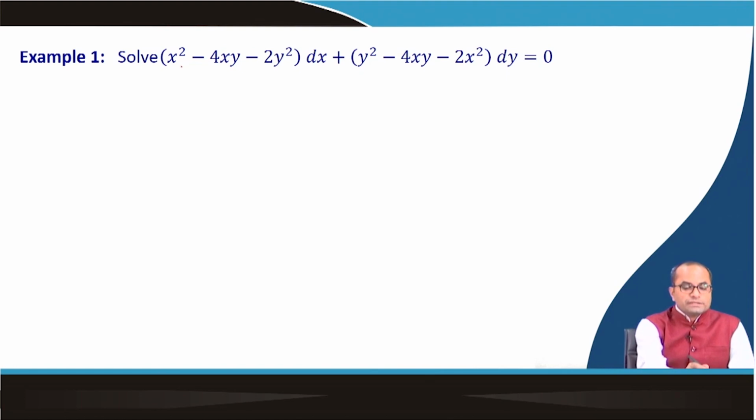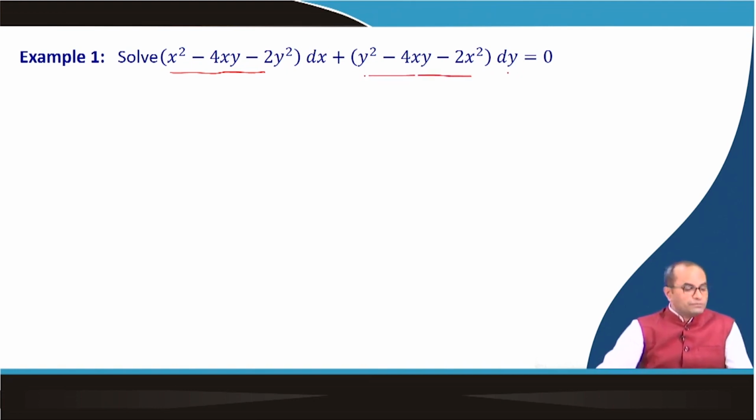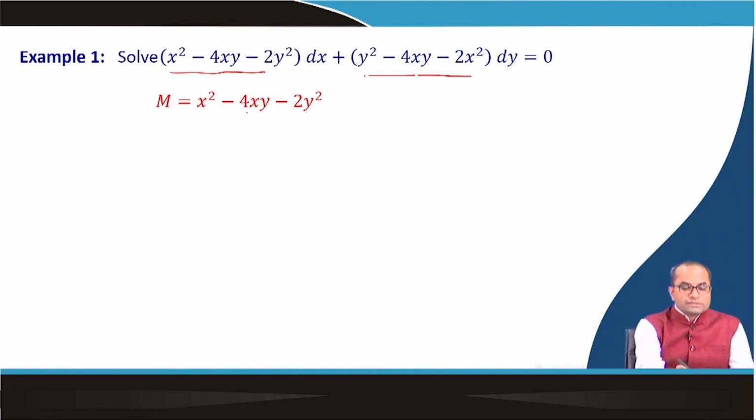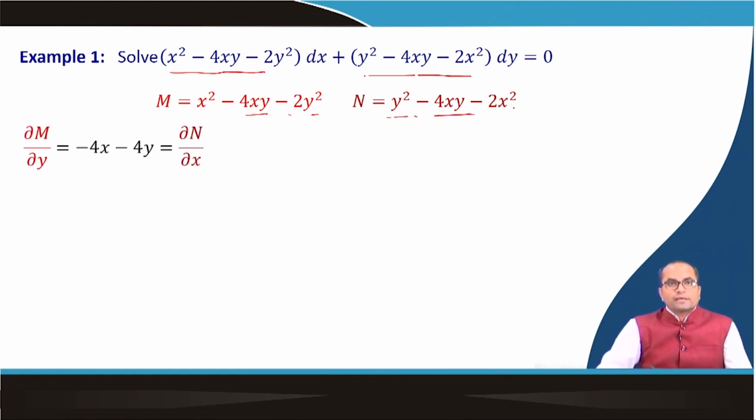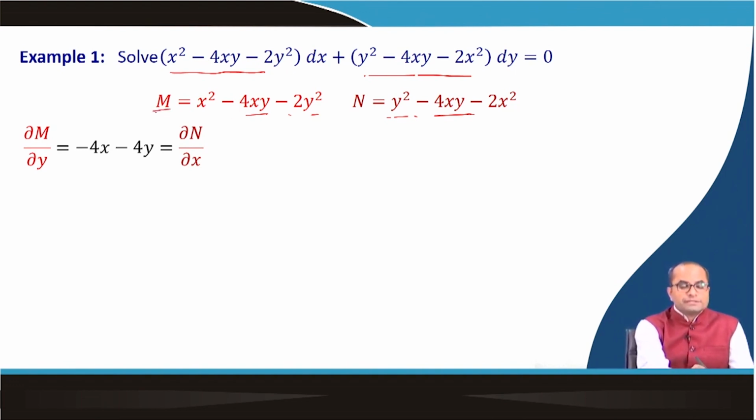So, suppose here we have the equation x square minus 4 x y minus 2 y squared dx, and this is m, with n dy. So, m is x square minus 4 x y minus 2 y square, and n is given as y square minus 4 x y minus 2 y square. Here, del m over del y: if we differentiate m with respect to y, we will get minus 4 x, minus 4 x, with respect to y.